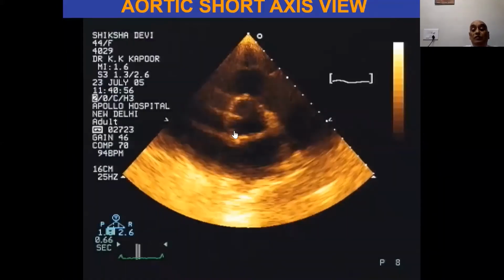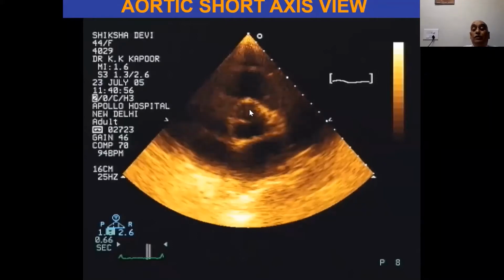You have the aorta, you have the right ventricular outflow tract, you have the pulmonic valve. You can see the cusps of the aortic valve: the right aortic cusp, the non-coronary cusp, and the left aortic cusp. You have the left atrium, and you have the left atrial appendage somewhere here, and the interatrial septum. So this is a classical view for the aortic short axis.